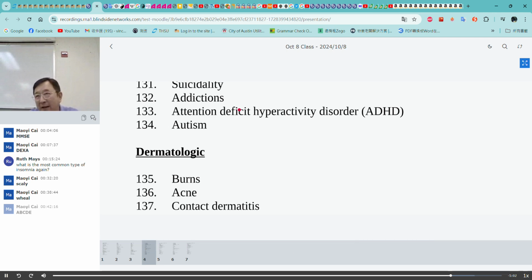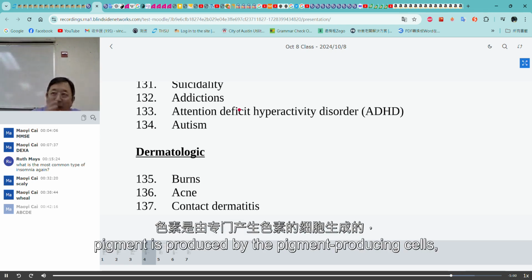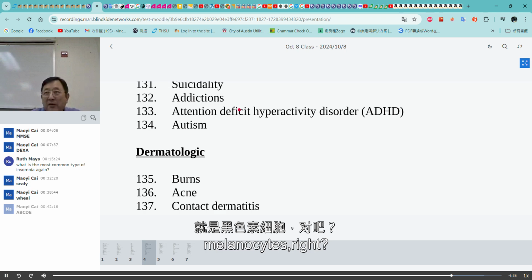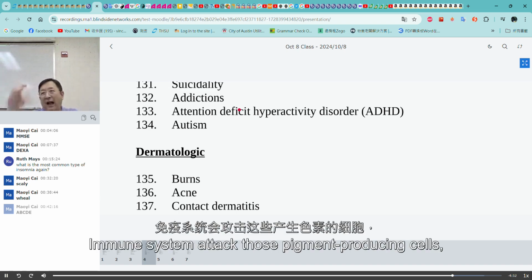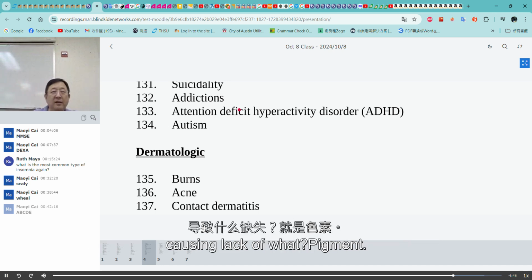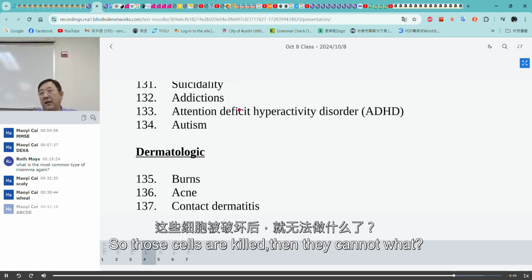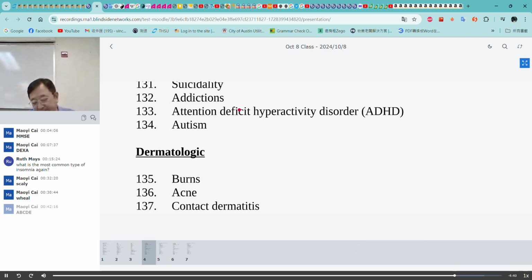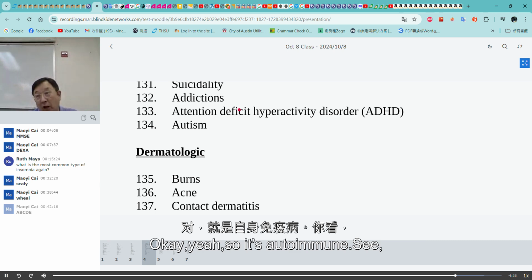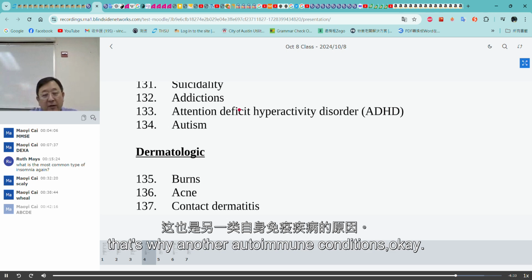You know what happened? Pigment is produced by the pigment producing cells, melanocytes, right? Melanin producing cells. It's autoimmune: the immune system attacks those pigment producing cells, causing lack of pigment. Those cells are killed, so they cannot produce the pigment. That's how they get vitiligo. So this is autoimmune, like other autoimmune conditions.